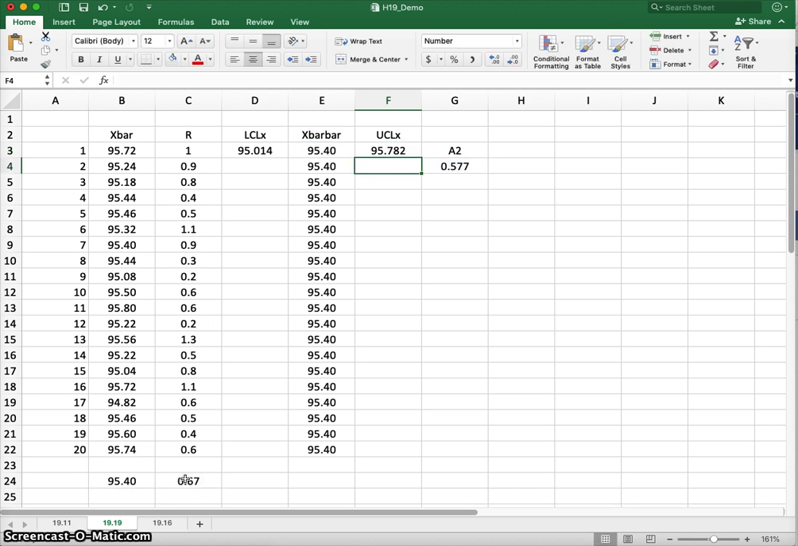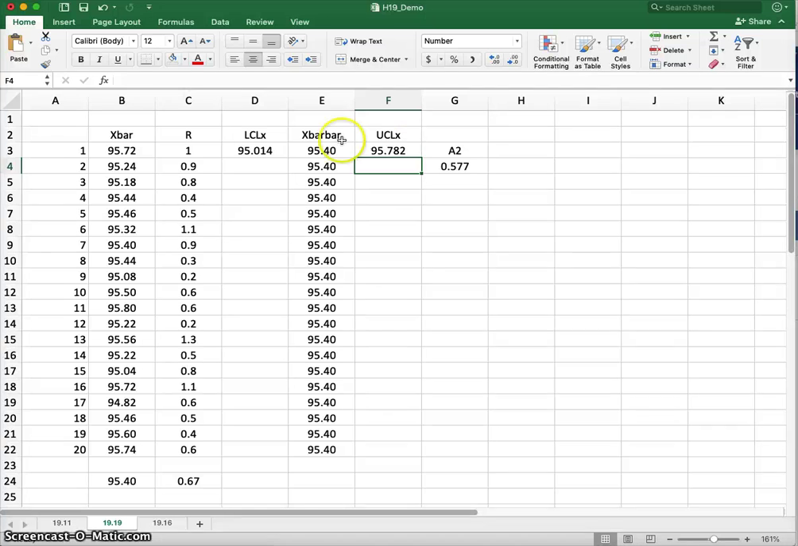So what that means is that if the sample mean, or the average temperature in each sample, is between 95.014 and 95.782, then the process is in control. If it's less than this or greater than this, then the process is out of control and there's something wrong. We need to fix it. Usually what that means is we need to stop the process to fix whatever's wrong.